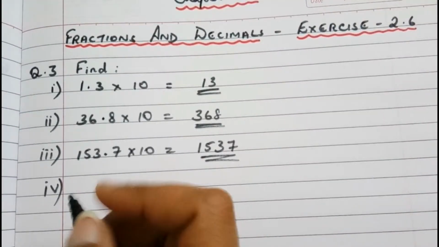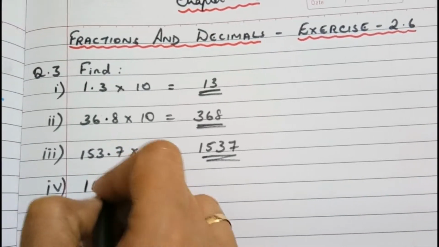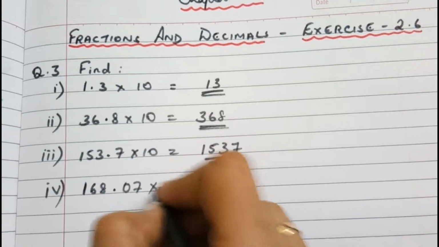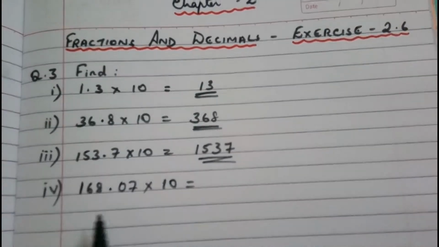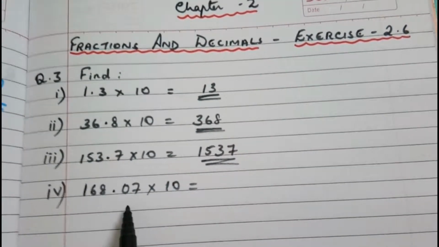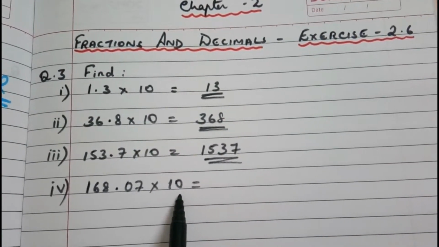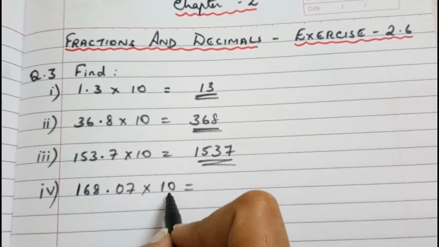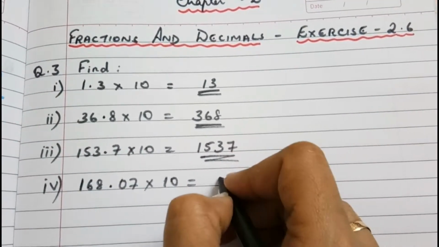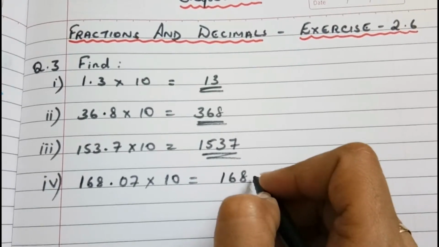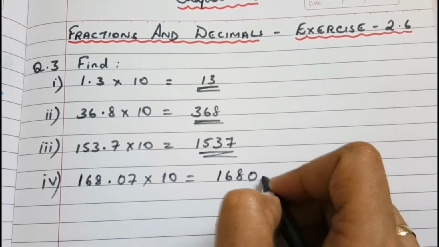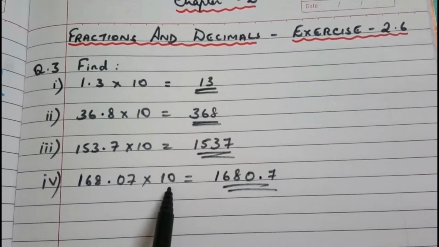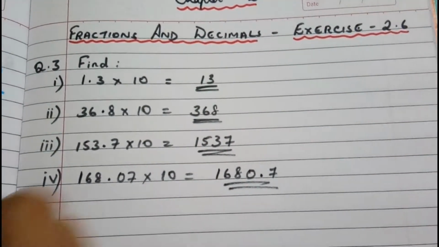Fourth question here is 168.07 into 10. Now see here, there are 2 numbers after the decimal point but only 1 zero. So what we'll do, how many numbers will move? It's just one number will move. Why? Because there is only 1 zero here. So here the answer would be 1680.7. Clear? Why? Because there is only 1 zero over here.